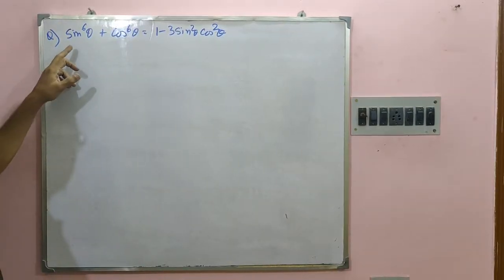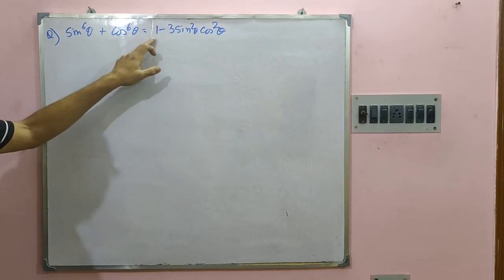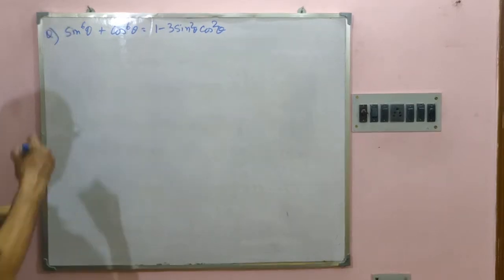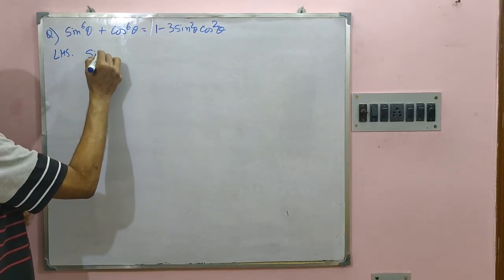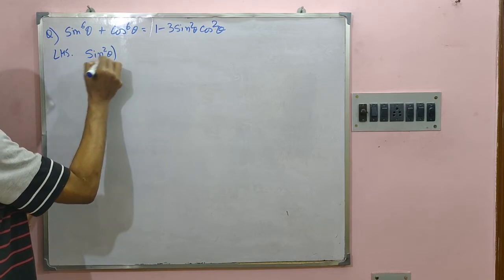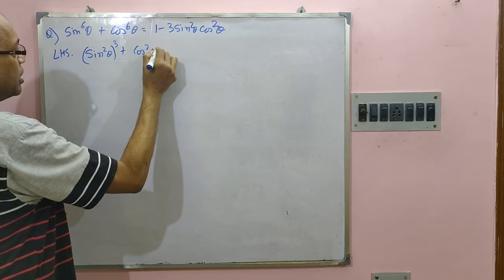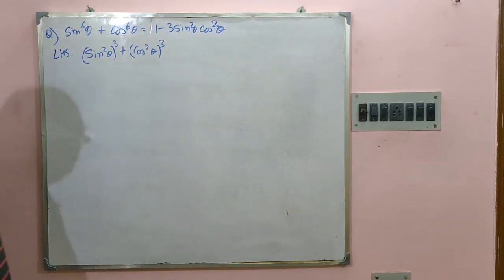The next question. Sin 6 theta plus cos 6 theta is 1 minus 3 sin square theta cos square theta. Left hand side. Sin 6 theta can be written as sin square theta whole cube plus cos square theta whole cube. Can I write this? Cube.